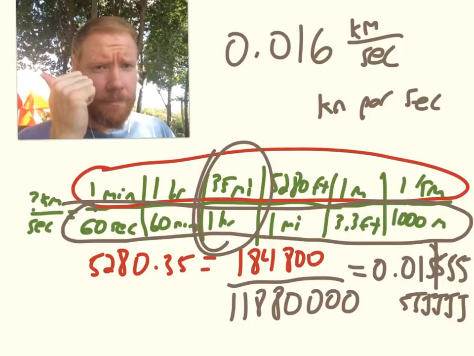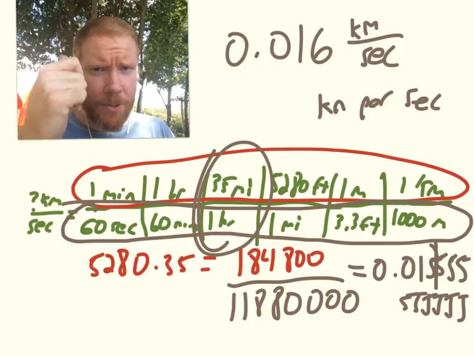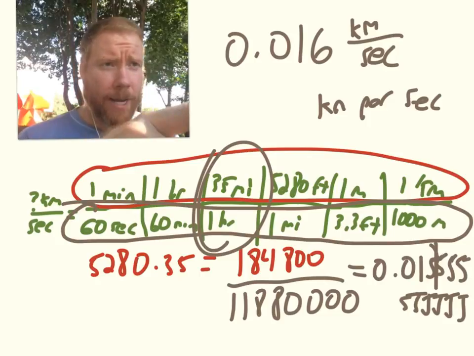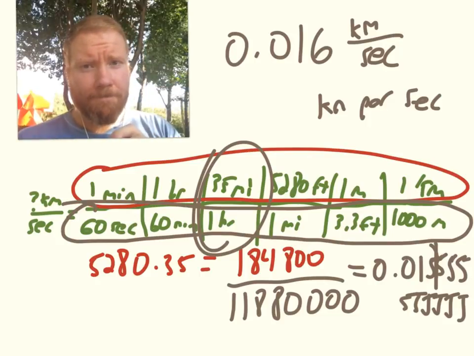Okay, so we multiplied across the top and the bottom, divided those 2 numbers, and got our answer with the right units and the right number of sig figs. Cool, good to go.